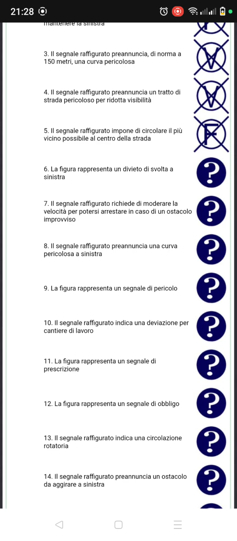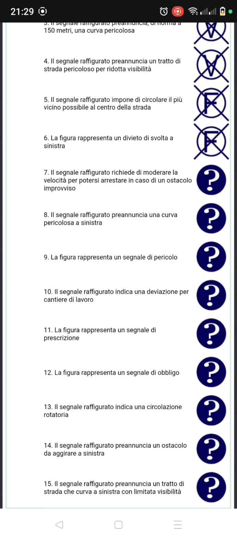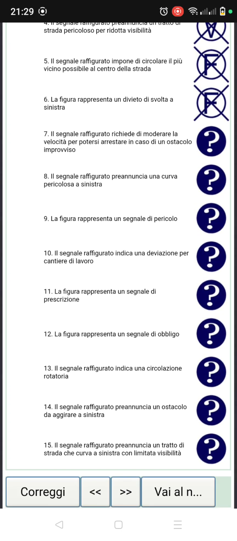Number 6. La figura rappresentata un divieto di svolta a sinistra. No, this one is not talking about any divieto. We are talking about curva here. It said number 6, this signal is representing a forbidding of turning to the left. No, it's false. We're not talking about any forbidding to turn to the left. We're just talking about curva pericolosa a sinistra.